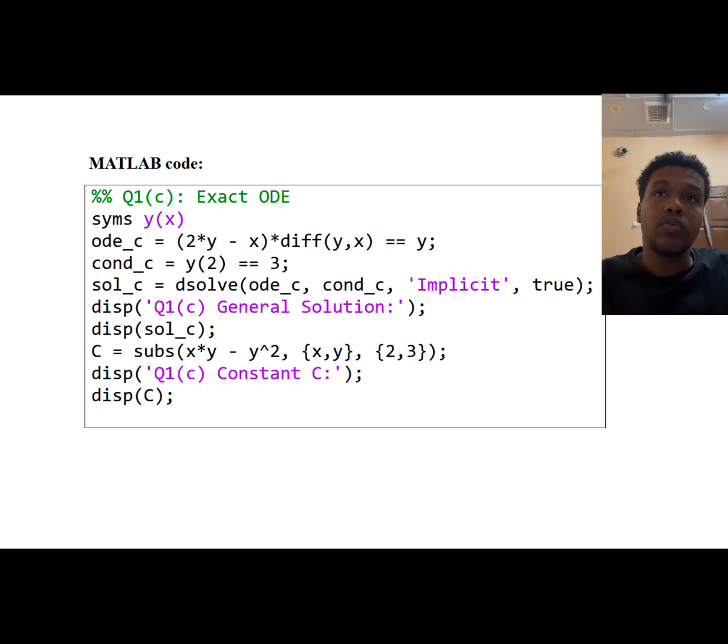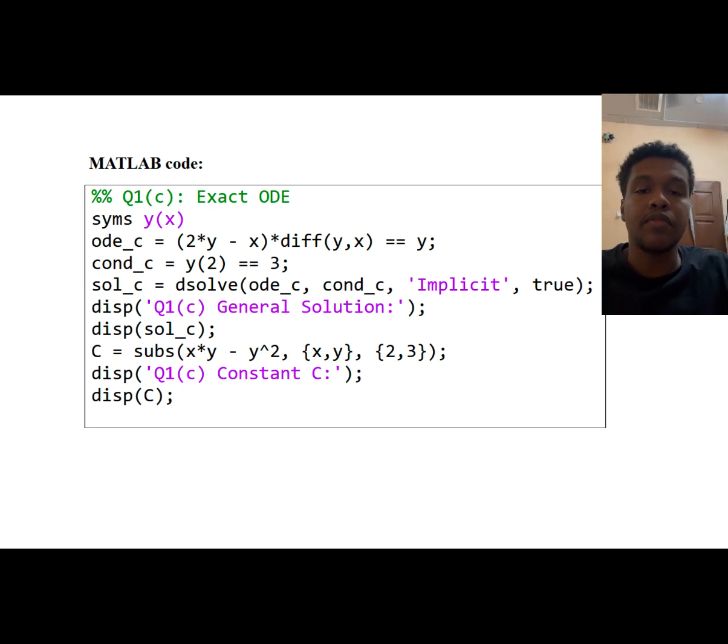After that, we display our general solution, and to solve for the value of c, we define a variable with the name c and use the function subs, which substitutes any value, replacing the values of x and y with any values we want. So we will set x to 2 and y to 3. After that, we will display our specific solution for y.